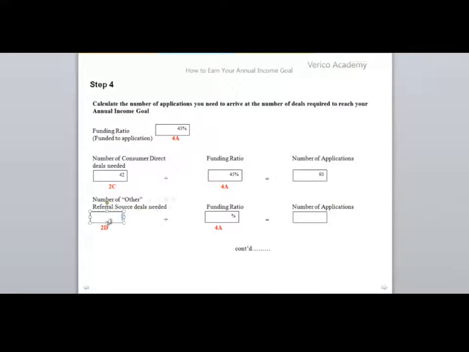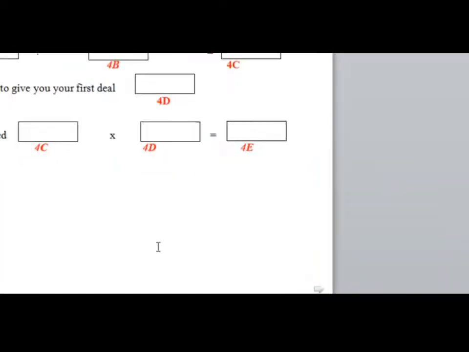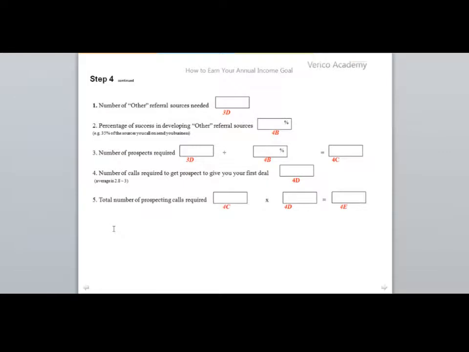Let's go on to the number of other referral source deals needed, working through the same process. My 2D, or the number of other referral source funded deals needed, was 34. The funding ratio continues at 45. And you divide 45 into 34, and that gives us 76 applications from other referral sources needed. Moving on to the second part of step 4.